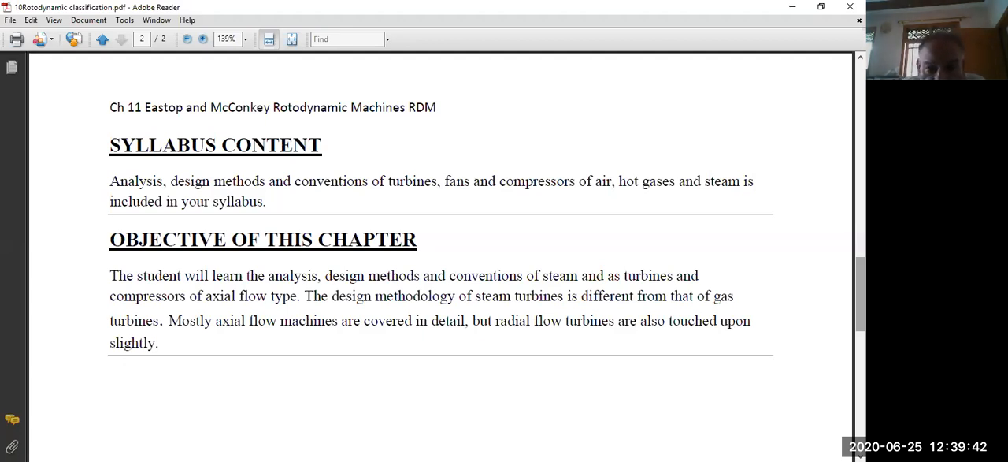So there are special methods and conventions, that means rules or laws or standards, which will be followed, how to start design of blades of steam turbine and how to do the same thing with gas turbine. There is a difference of design between steam turbine and gas turbine because designers have made, with the long experience of 50 to 100 years, standards and conventions and laws according to which we follow how to start design and end the design. The design methodology of steam turbine is different from that of gas turbine. Mostly axial flow machines are covered in detail in this chapter, but radial flow turbines are also touched upon slightly.